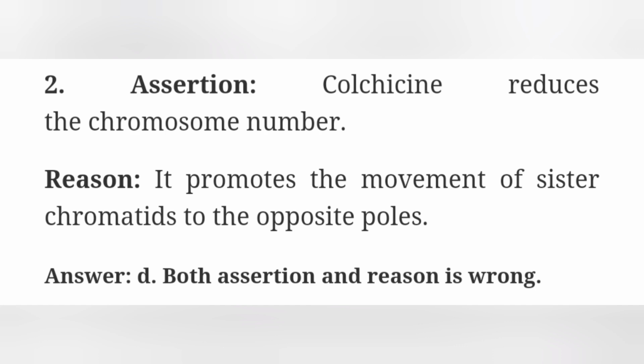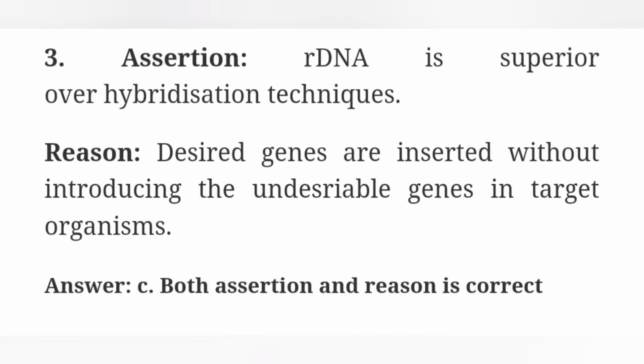Second one, assertion: colchicine reduces the chromosome number. Reason: it promotes the movement of sister chromatids to the opposite poles. Answer, option D, both assertion and reason are wrong. Third one, assertion: rDNA is superior over hybridization techniques. Reason: desired genes are inserted without introducing the undesirable genes in target organisms. Answer, option C, both assertion and reason are correct.